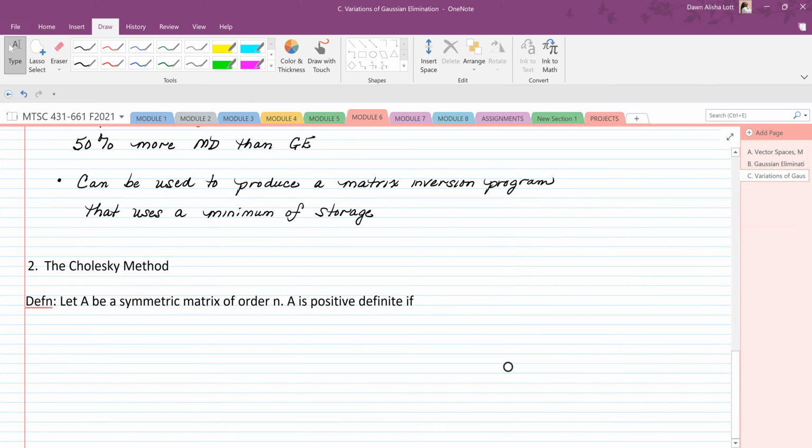So it's positive definite if X transpose AX, which is equal to the sum i equals 1 to n, the sum j equals 1 to n of Aij times Xi Xj, if that thing is greater than 0 for all X in Rn, okay?